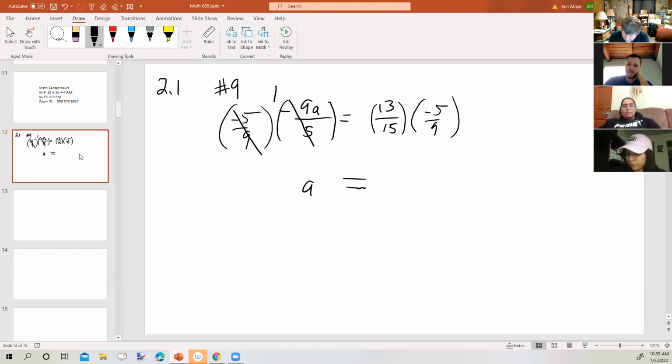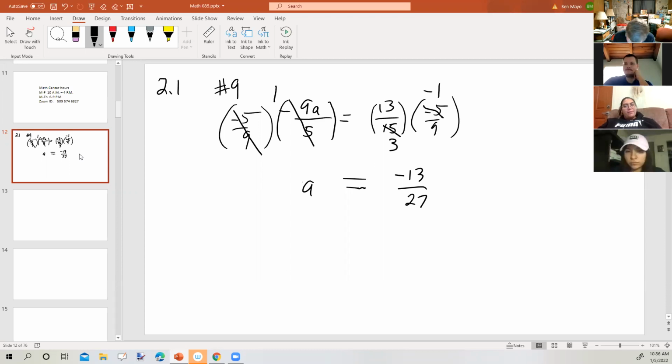On the right side, -5/15 reduces down to -1/3, dividing the top and the bottom both by 5. So I now have, don't panic, here we go, -13/27. When I say don't panic, I'm talking to myself here. Okay, any questions about that?